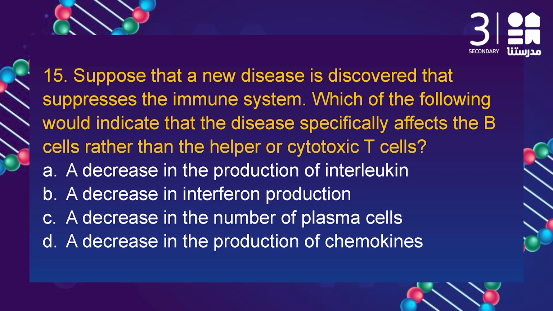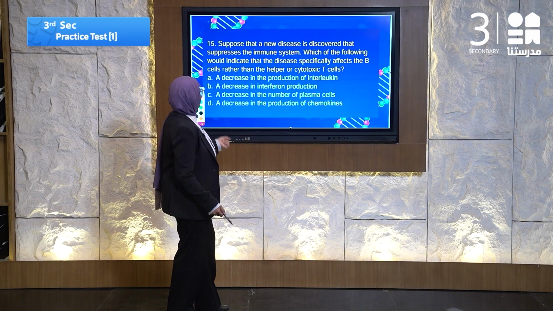15. Let's think about another disease. Suppose that a new disease is discovered that suppresses the immune system. Immunity again. Which of the following would indicate that the disease specifically affected the B cell rather than the helper or cytotoxic T cells? Let's read the choices.